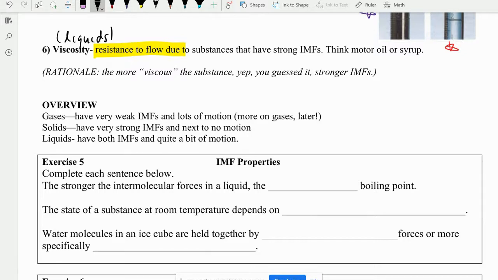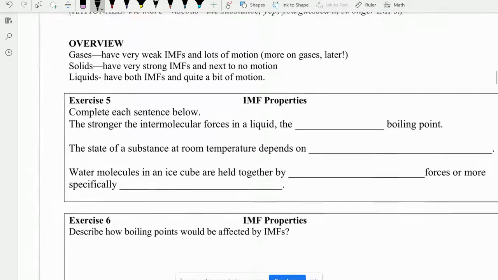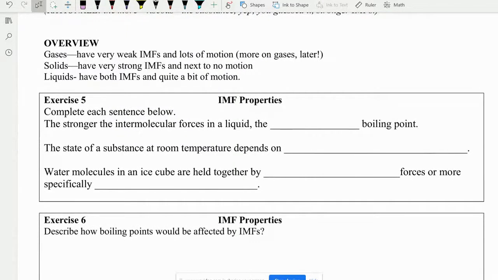Again, another direct relationship. So generally speaking, gases, which we're going to focus on in a little bit, are going to have the weakest IMFs of all states of matter. And that's because gases are moving, they're all over the place, they're far away from each other. Whereas solids and liquids, the intermolecular forces within these types of states of matter are generally going to be stronger.